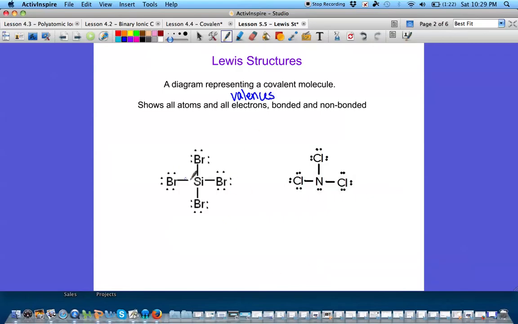So we have silicon tetrabromide and nitrogen trichloride. The bonded electrons are shown with the lines, and the unbonded electrons are shown with the dots. When you have a pair of dots, that is called a lone pair.